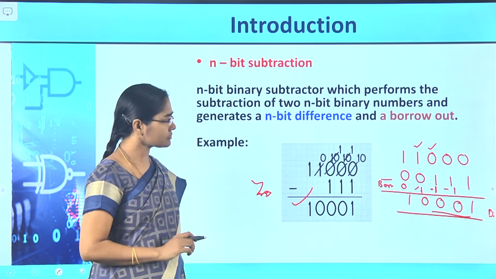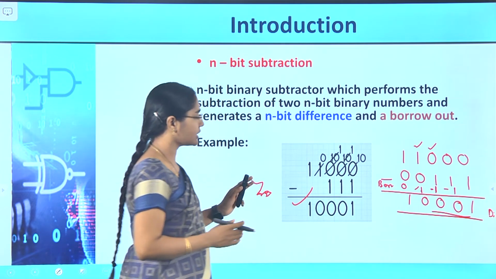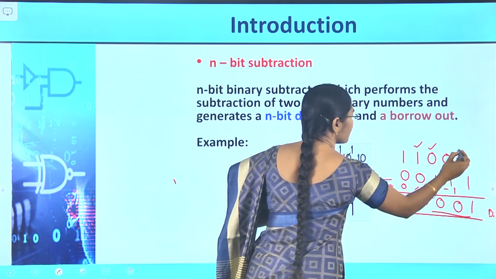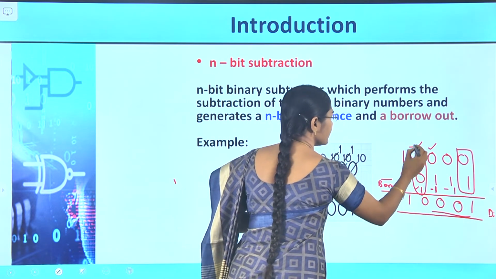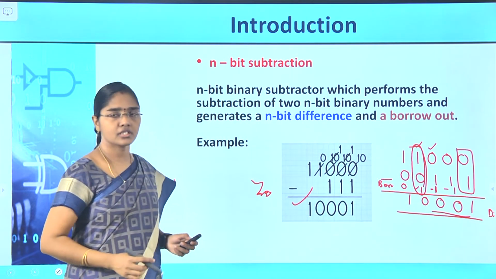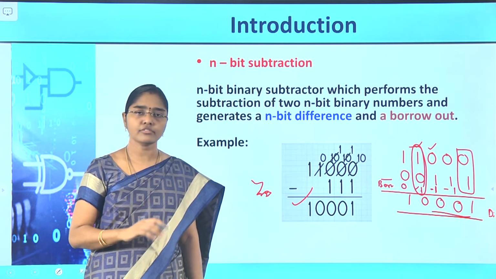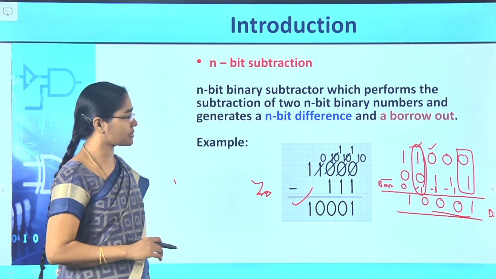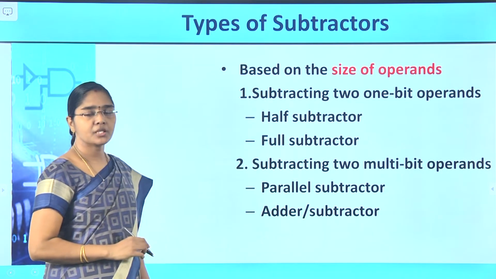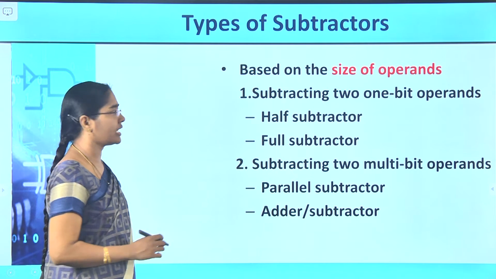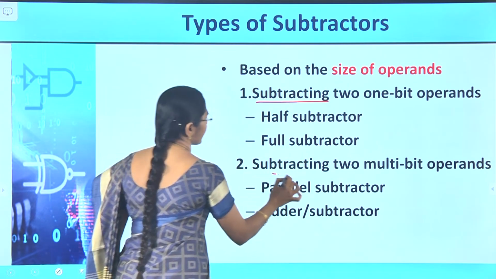Now in this process we came to know that 2 bit subtraction may be required, or 3 bit subtraction is required. Only 2 bit subtraction or 3 bit subtraction. For that we have different types of subtractors. Let us see the types of subtractors. Depending upon the operand size, we have 1 bit subtraction and n bit subtraction.